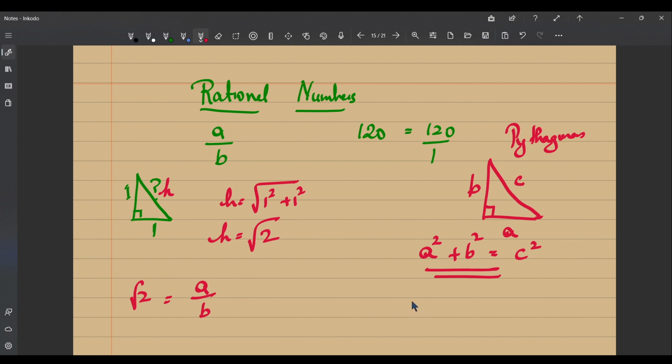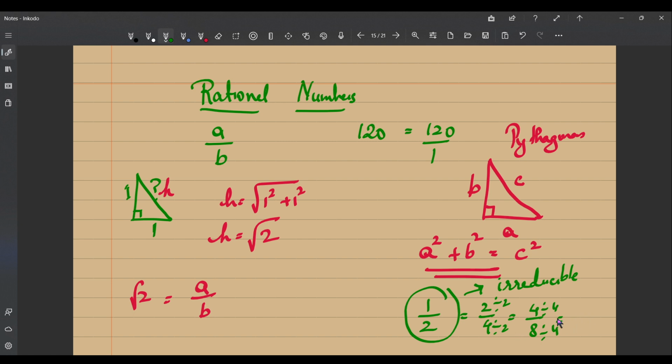Consider any fraction, it can be expressed in different ways. The fraction half can also be written as 2 by 4, it can also be written as 4 by 8. Out of all these, we consider 1 by 2 to be the irreducible form of the fraction. That is, there are no common factors in both the numerator and the denominator. Whatever common factors were there initially have been divided out, and 1 by 2 has been arrived at. These are all equivalent fractions, and this is the irreducible form.